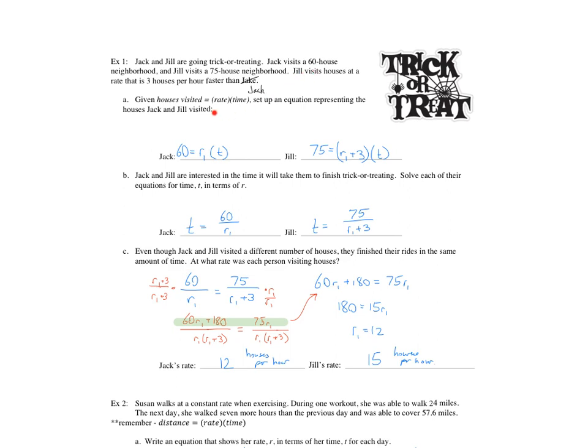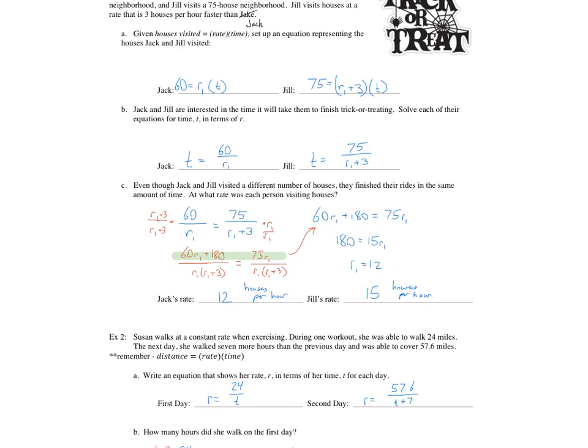So 60 houses is the number of houses visited. He has some rate, R1, and then T is the amount of time. Jill is a 75-house neighborhood, and she has 3 houses per hour faster. So his rate plus 3 times time. And that's how those 2 are given up to set up an equation. Then the next step to encourage you to do this is that we're going to have 2 equations here.